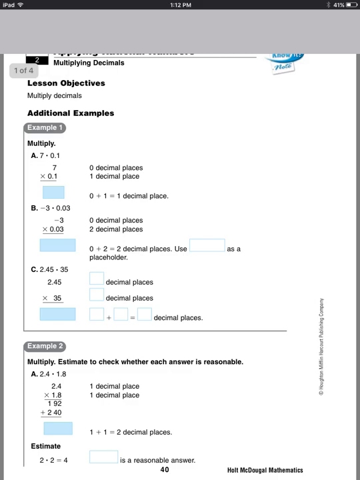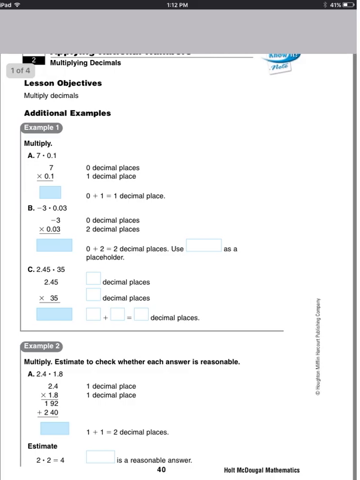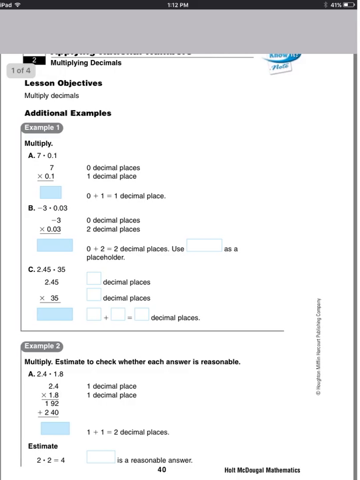And then we multiply that. 7 times 1 is 7. Oops, I need my little pen. And 7 times 0 is 0. Because there is 1 decimal place, we move the decimal 1 place to the left, and we get an answer of 0.7. Okay? So on the next one, we have -3 times 0.03.